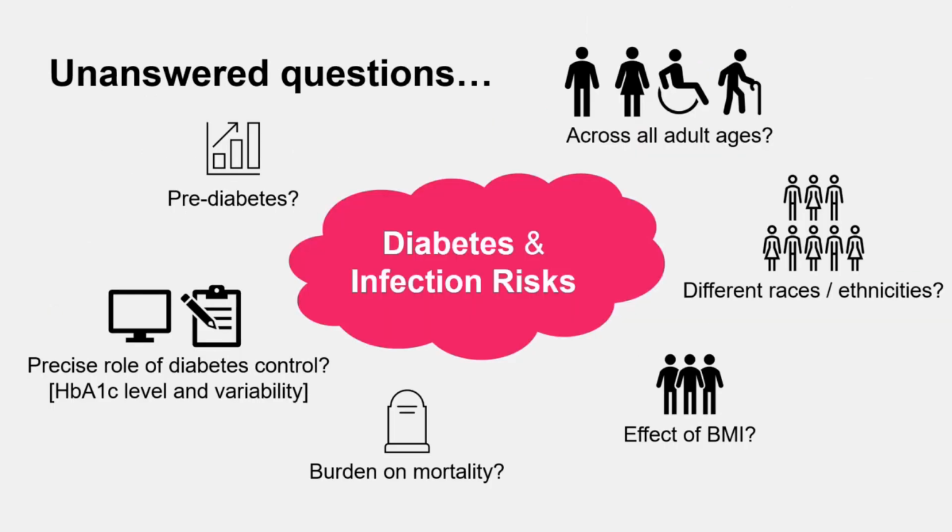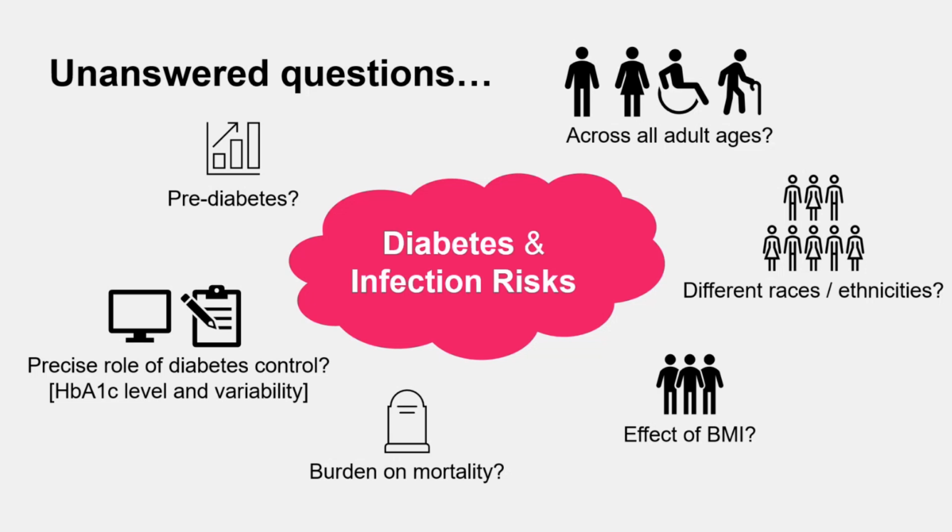Despite this, there remain a number of important unanswered questions. The previous work that was undertaken was only focused on adults above the age of 40, and we know that diabetes is affecting more and more adults at younger age groups. What about different races or ethnicities? What about BMI, which is an important effect modifier in diabetes? And how much of this infection is there a burden of mortality? What about pre-diabetes, which is becoming an important consideration as part of a continuum? And what is the precise role of diabetes control when it comes to infection risks?